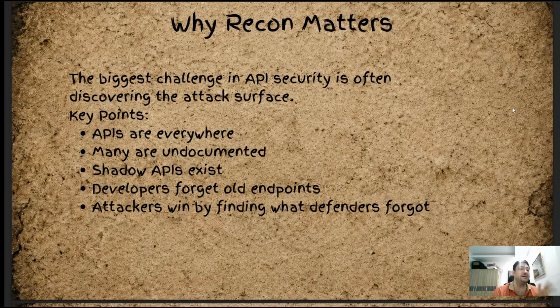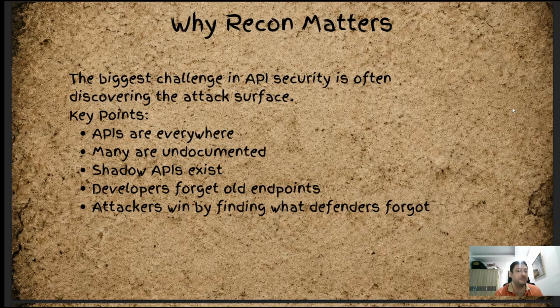So why does recon matter? I think this is something that people don't think about. The biggest challenge in API security is often discovering the attack surface. Many times when people are trying to do bug bounty hunting, they're just running and looking for IDORs, BOLAs, BFLAs, stuff like this. They don't really think about what the website is doing or what it's capable of, and that's the big problem today.